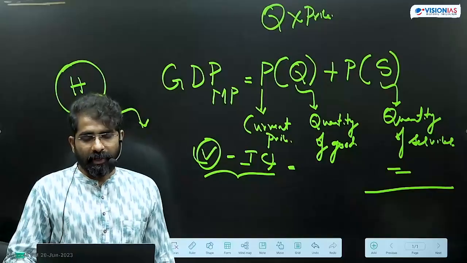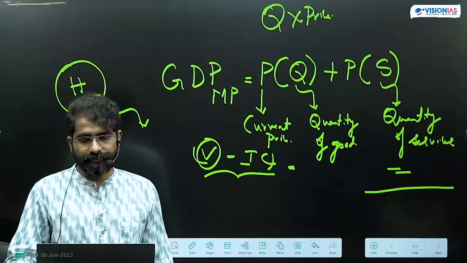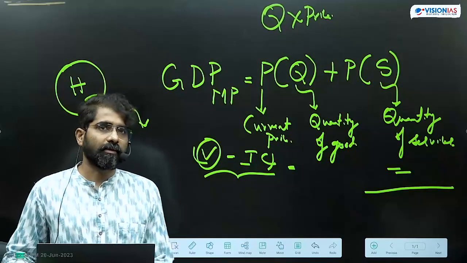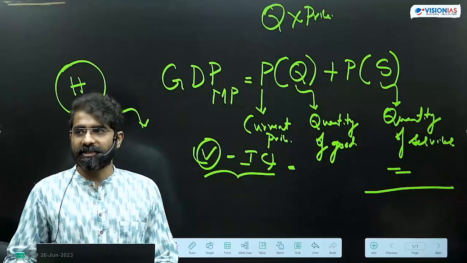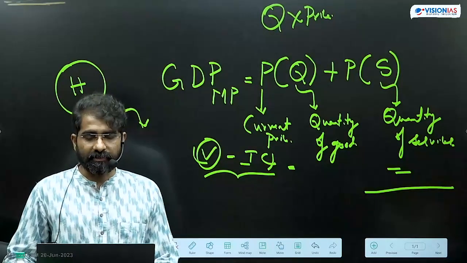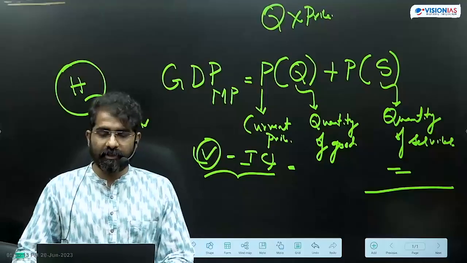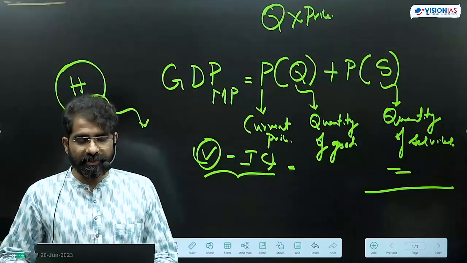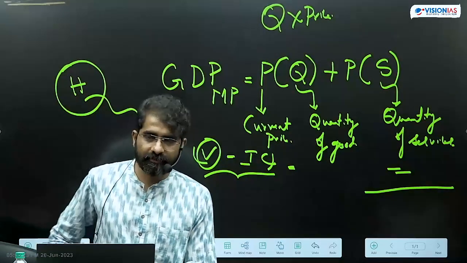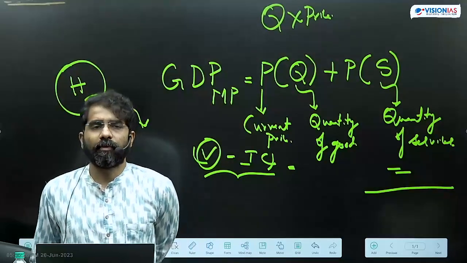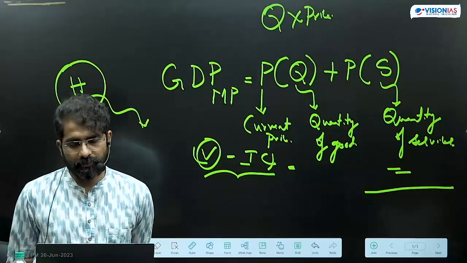Next point, while product taxes include taxes like GST, customs, etc. Product subsidies include food subsidies, fertilizer subsidies, etc.